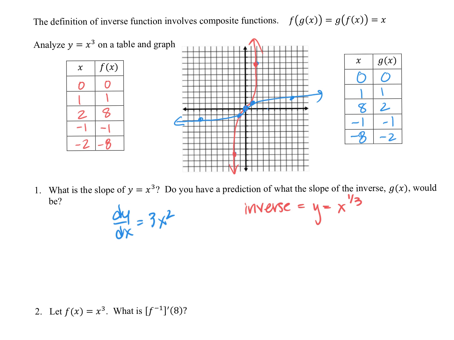Again, you wouldn't have had to pull that. Let's go find its derivative. What would the derivative of this one be? 1/3 x to the negative 2/3, which is the same as 1/3 x to the 2/3.